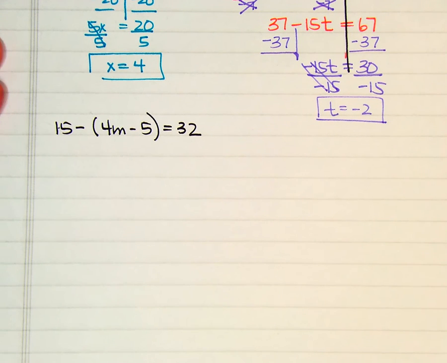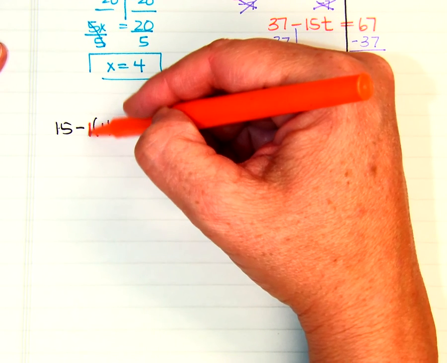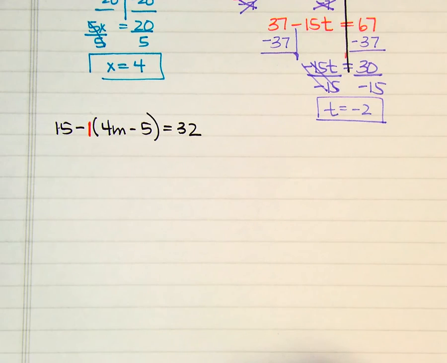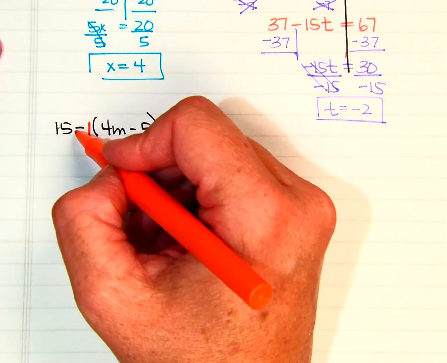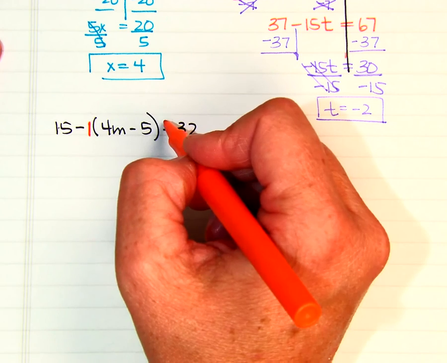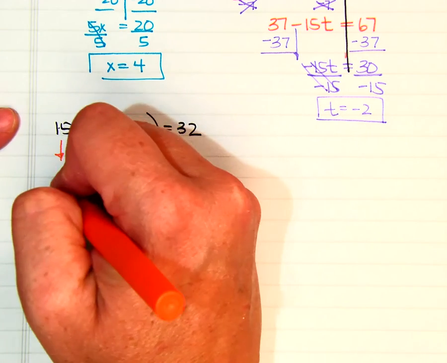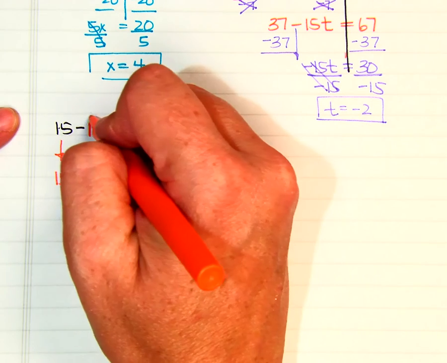Okay, some people start to freak out here because there's no number immediately outside the parentheses. So they will try to distribute the 15. What you have to realize is that there is an understood -1 there. So 15 minus 1 times all of that. Multiplication comes before subtraction. So the 15 comes down.